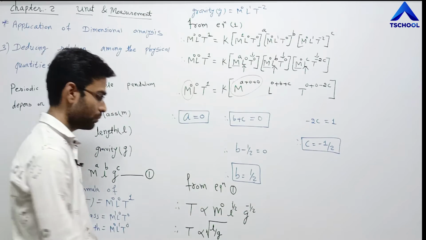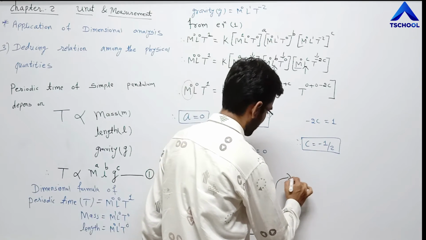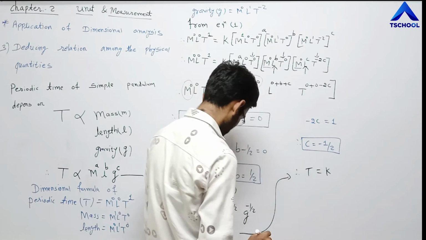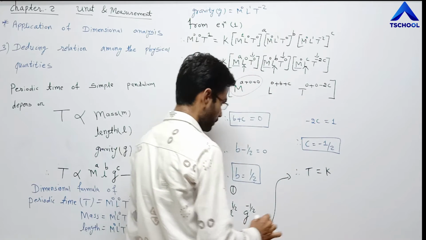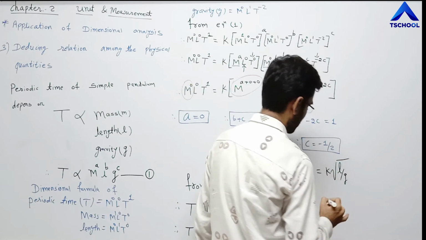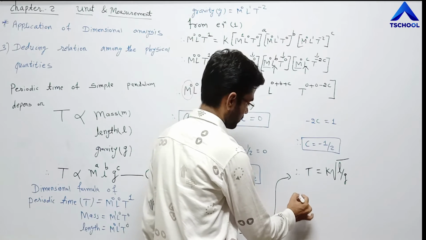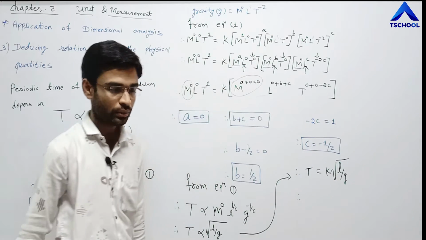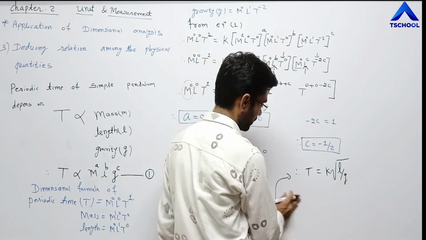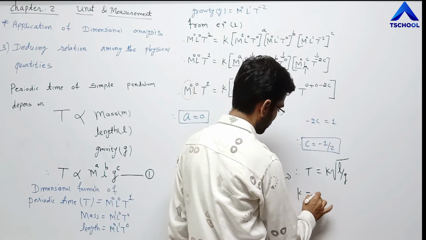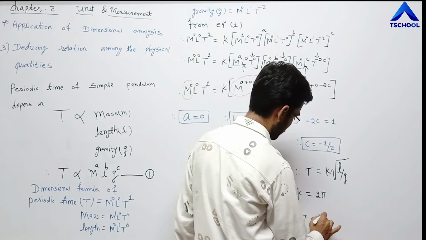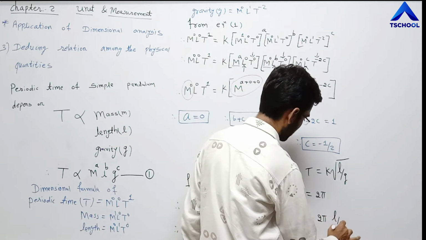If we remove the proportionality sign, then T is equal to K root of L by G. In future we will find the value of the proportionality constant K. K is equal to 2 pi. Therefore T is equal to 2 pi root of L by G.